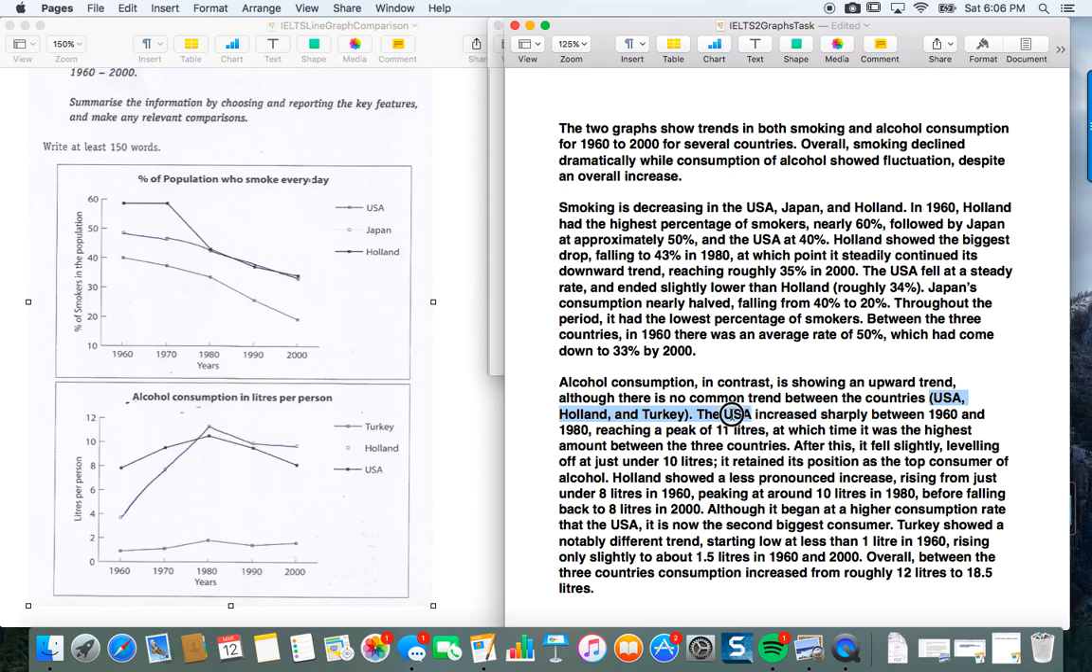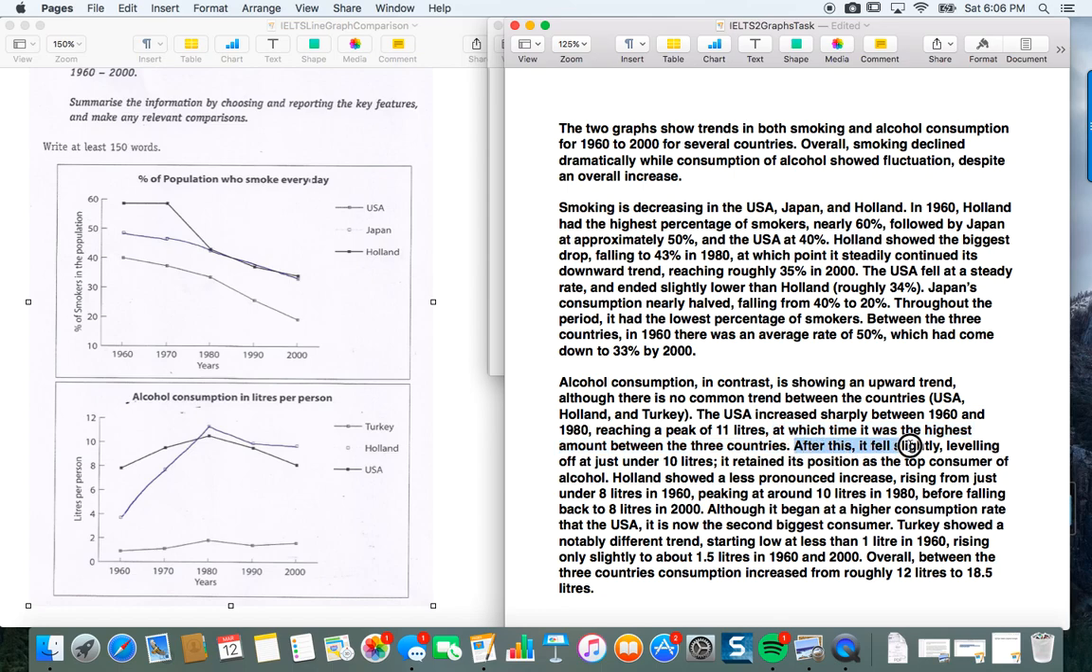And I've mentioned here the 3 countries, USA, Holland, and Turkey. The USA increased sharply between 1960 and 1980. So again, I go with the trend and then reaching a peak of 11 liters. All right, 11 liters per person. At which time it was the highest amount between the 3 countries. So again, I've supported with that key point. So remember, it's not just saying, and then it went up, and then it went down, and then it went up. You know, if it's the highest at that point, then you should mention it.